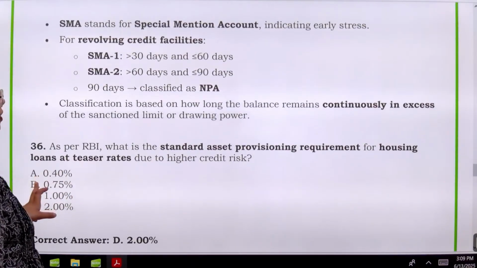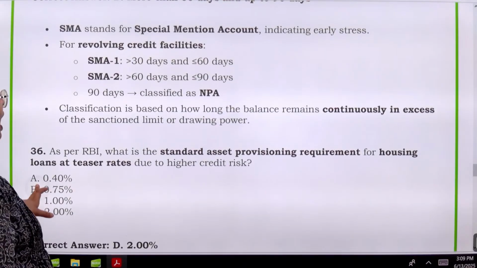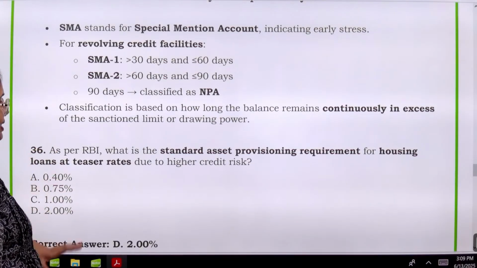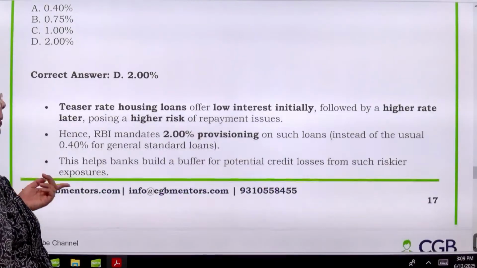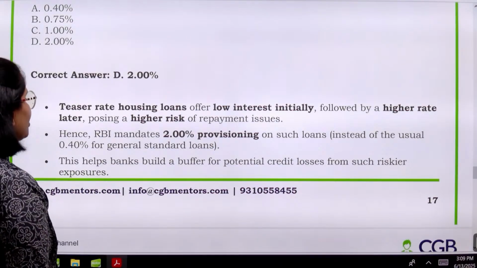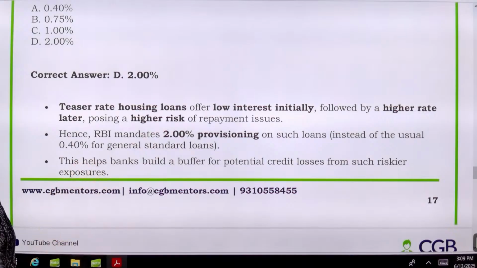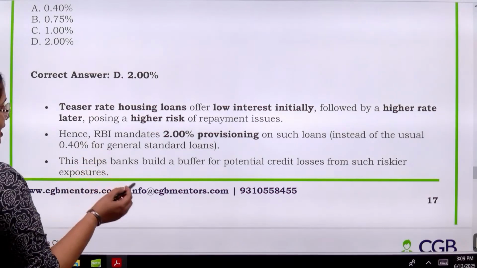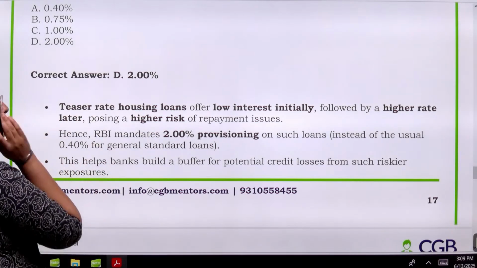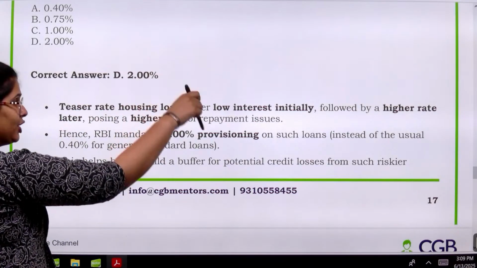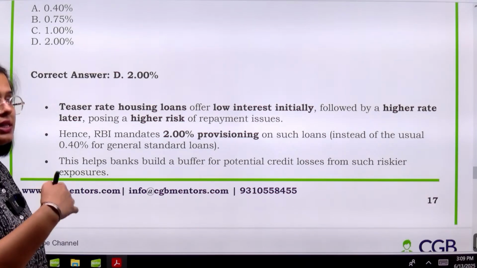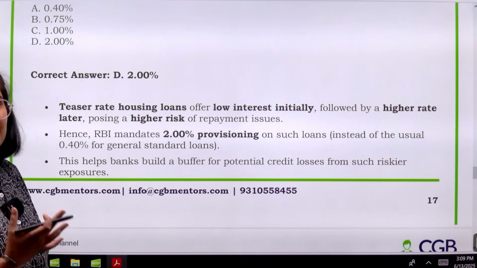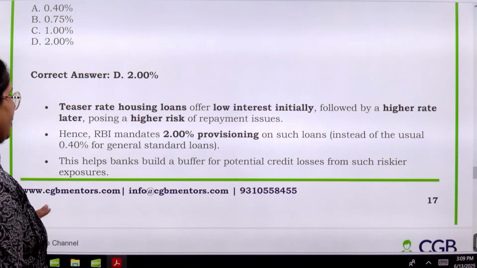Now, as per RBI, what is the standard asset provisioning requirement for housing loans at teaser rate due to higher credit risk? So, it is going to be 2%, right. RBI mandates 2% provisioning on such loans instead of the usual 0.4%. Reason being, the teaser rate housing loans offer a low interest rate initially but a higher interest rate later, and that is why there is a higher risk of repayment related issues, because later on the interest rate increases and it becomes difficult for the borrower to pay.